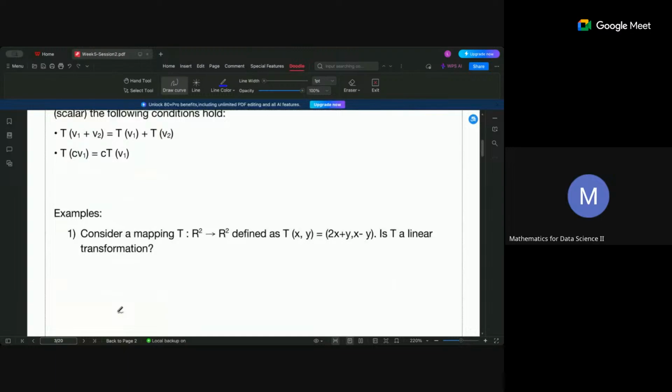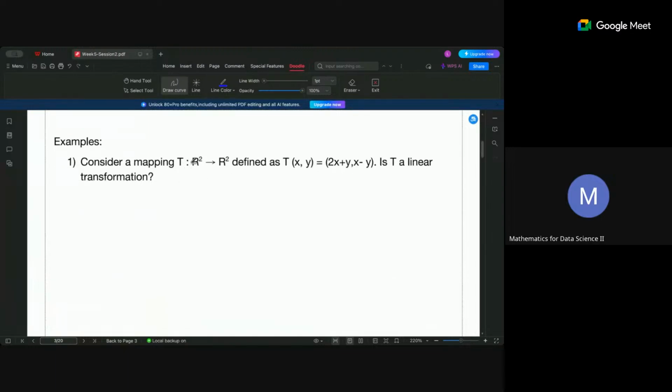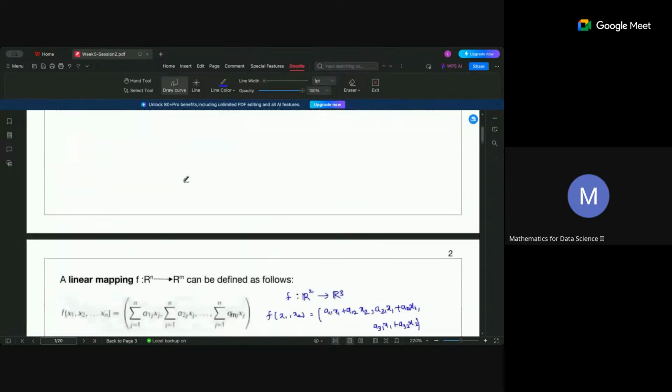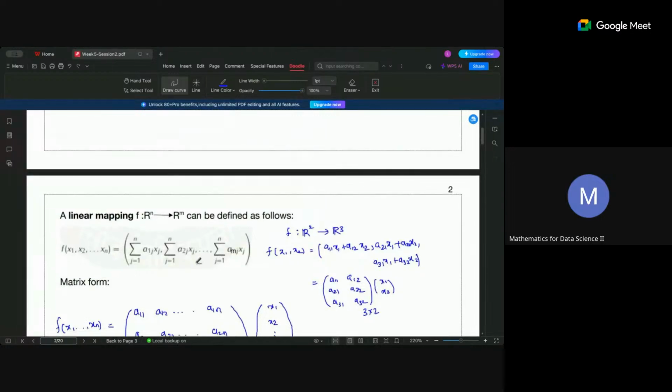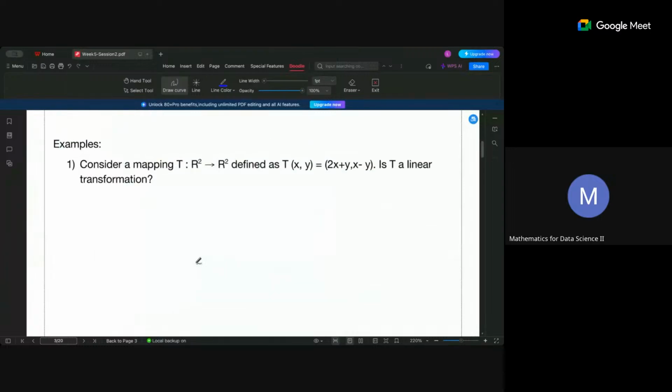Okay, good. Now look at this mapping T from R2 to R2. Now it is defined in this way. Is T a linear transformation? What's your answer? Yes, right? Because it resembles this kind of equation format. It's in fact a linear mapping. So you see that it is specifically of this form: T of (x, y) is equal to (2x plus y, x minus y).